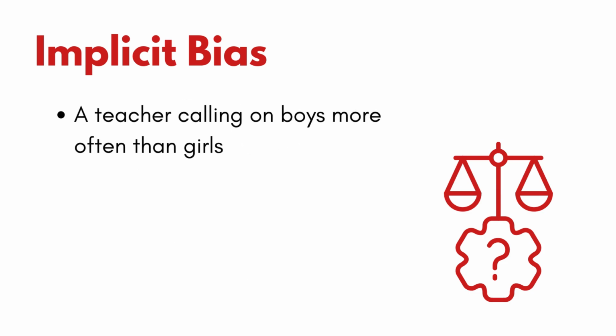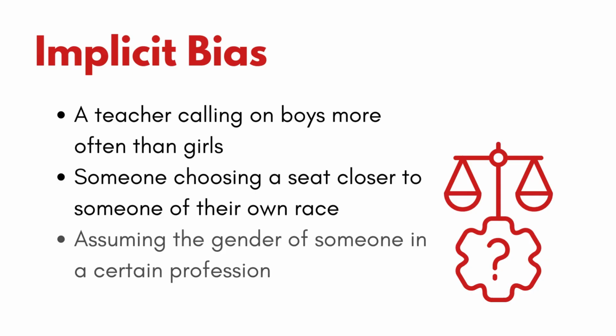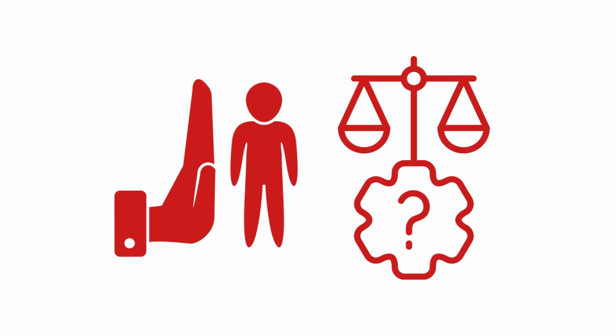Implicit bias might look like a teacher calling on boys more often than girls, someone choosing a seat closer to someone of their own race, or assuming the gender of someone in a certain profession, like expecting a teacher to be a woman or a doctor to be a man. It can be difficult to tell the difference between explicit and implicit bias because the outcomes of biased behavior are essentially the same whether the behavior was intentional or not.